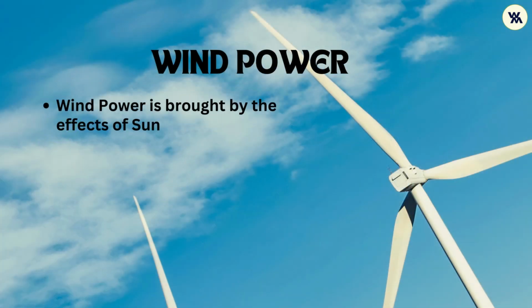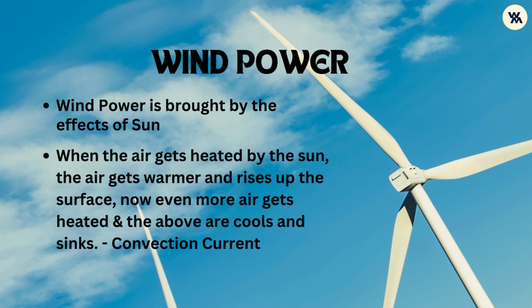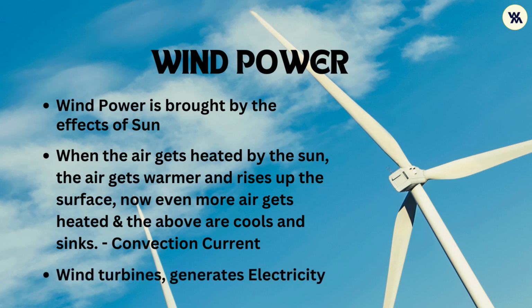Next, we can see about wind power. This is brought by the effects of the sun. When the air gets heated by the sun, the air gets warmer and rises up from the surface. Now, even more air gets heated from below and the air above cools and sinks. This cycle continues and we call this the convection current. Wind turbines are attached for generating electricity.